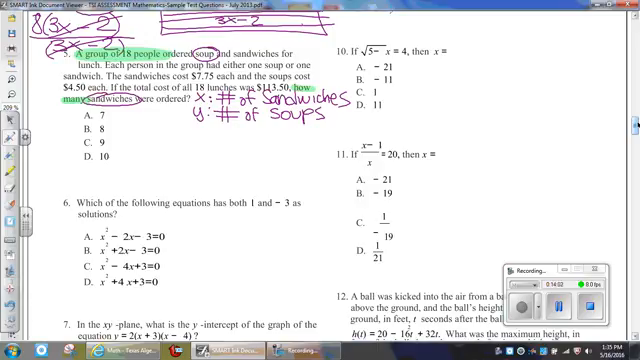Now, if we add the number of sandwiches and the number of soups, how many are there? How many people were eating? 18. 18 people. Now, 1 equation is not enough to solve for 2 variables. We need another one. So let's make another. The first one is about the quantity. And the second one is going to be about the total price.